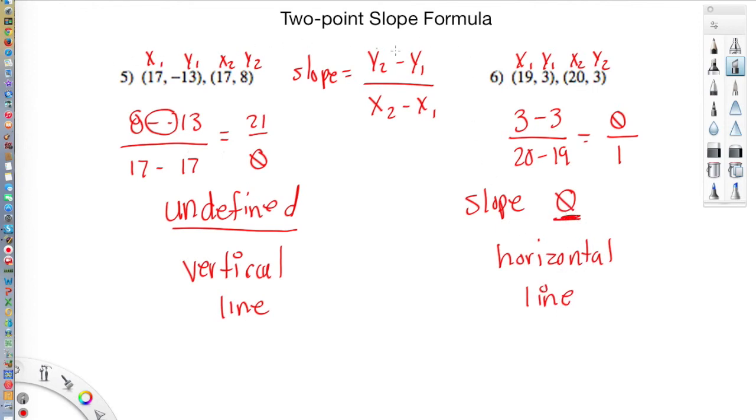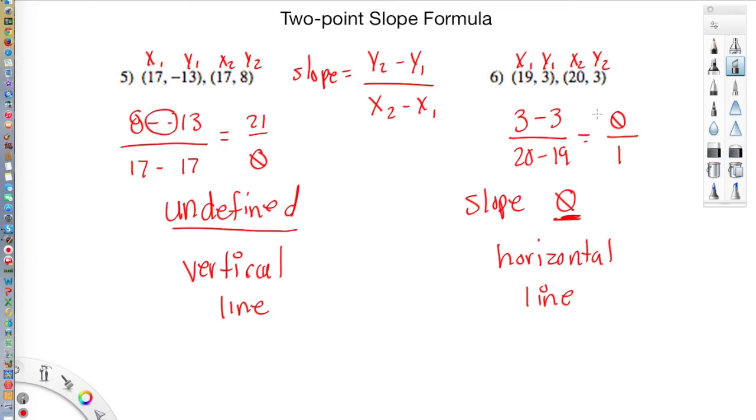So when we take a look at number 5 and 6, we see two very special cases here. We see where we have a slope that's undefined. That tells us we have a vertical line that's going straight up and down. That means our rise can be anything, and our run is going to be 0. That means we're not moving horizontally. We're just going up and down. That's a vertical line that's undefined.